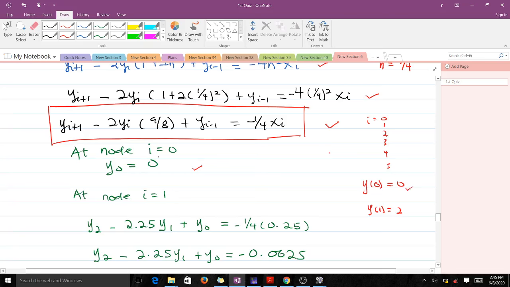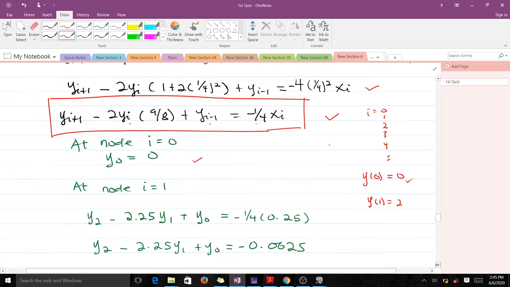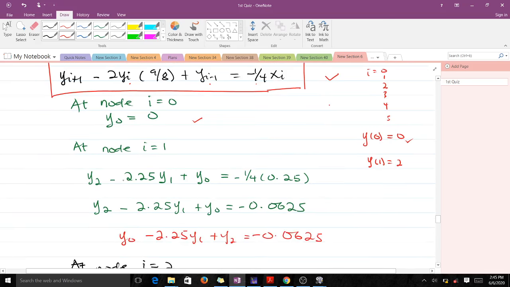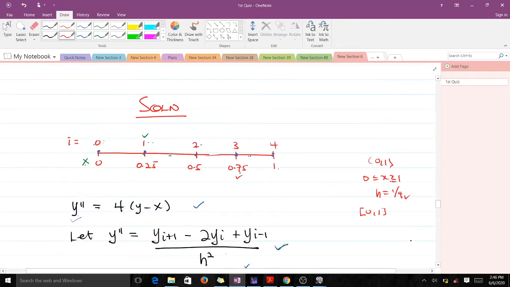Then at the node i equals 1, we put 1 wherever we find i here. That is going to reduce our equation to y2 minus 2.25 y1 plus y0 equals negative 1 over 4, that is 0.25, because x1 is equal to 0.25. Let's see why. So you see, x at i equals 1 is 0.25.